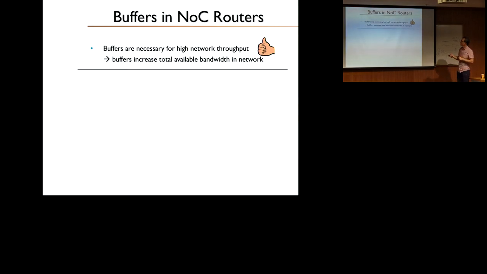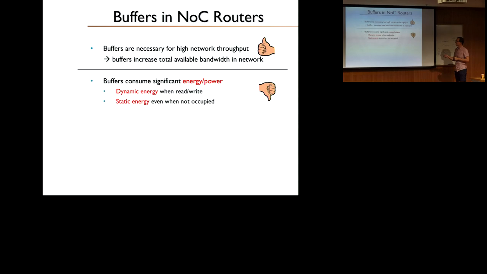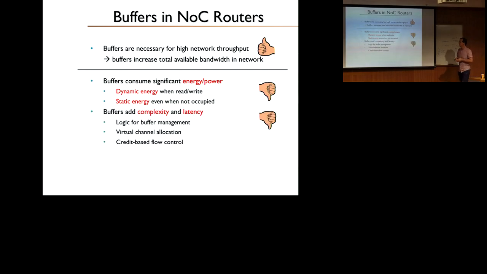So buffers are good for throughput, but buffers consume significant energy and power. They consume dynamic energy when you read and write, and static energy when you're not occupying them. And they add complexity and latency. We covered a lot of this. Logic for buffer management, virtual channel allocation, some sort of flow control, credit-based, on and off. It doesn't matter. They all complicate the management.